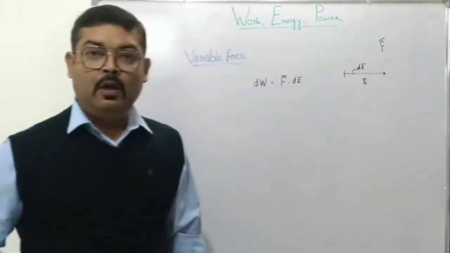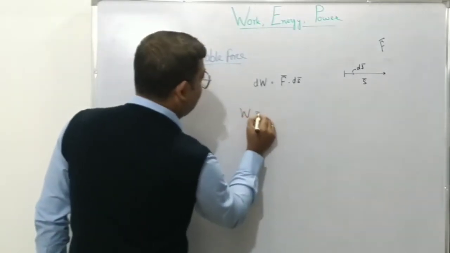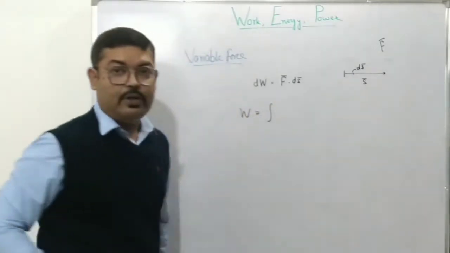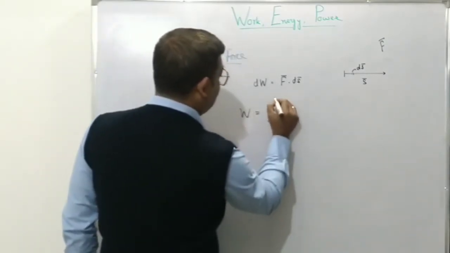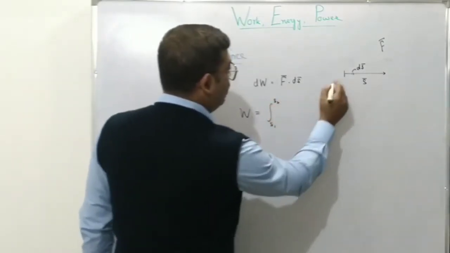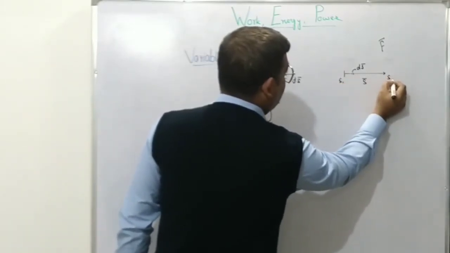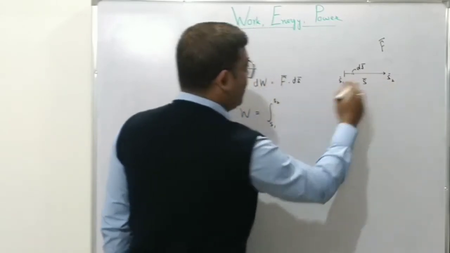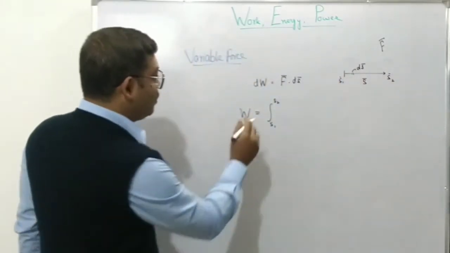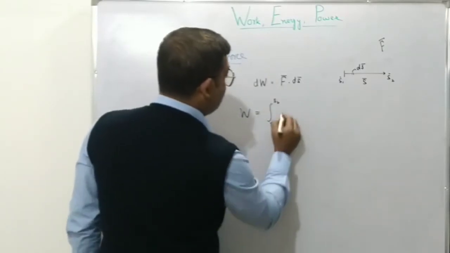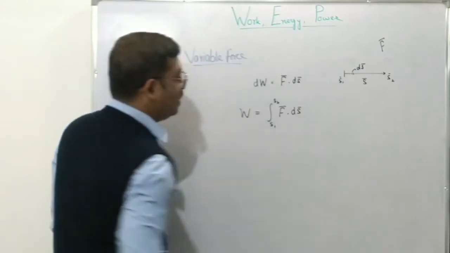So to find the entire work done, W, we need to integrate this equation from its initial position, let's call this S1, to the final position S2. So this is S1 to S2, the position vectors, right? S2 minus S1 will give us the displacement vector. So from initial position to final position, we take the integration of F dot ds.